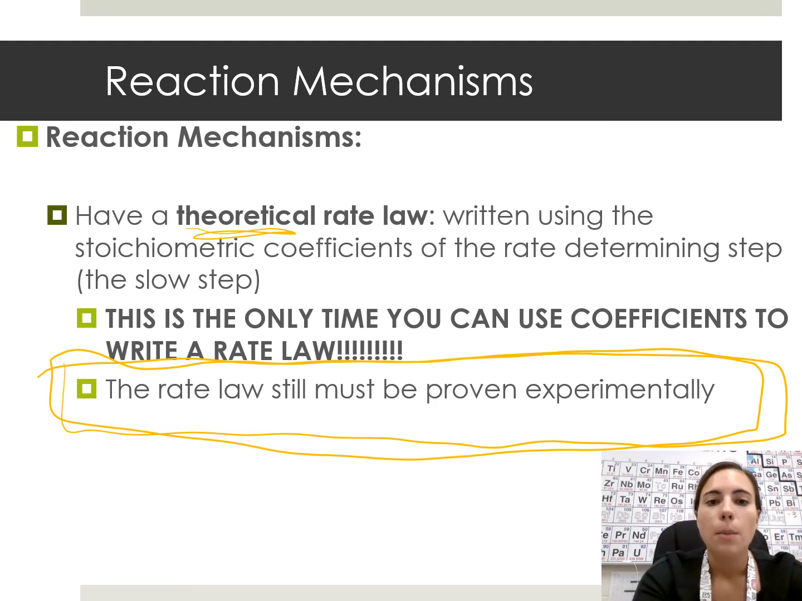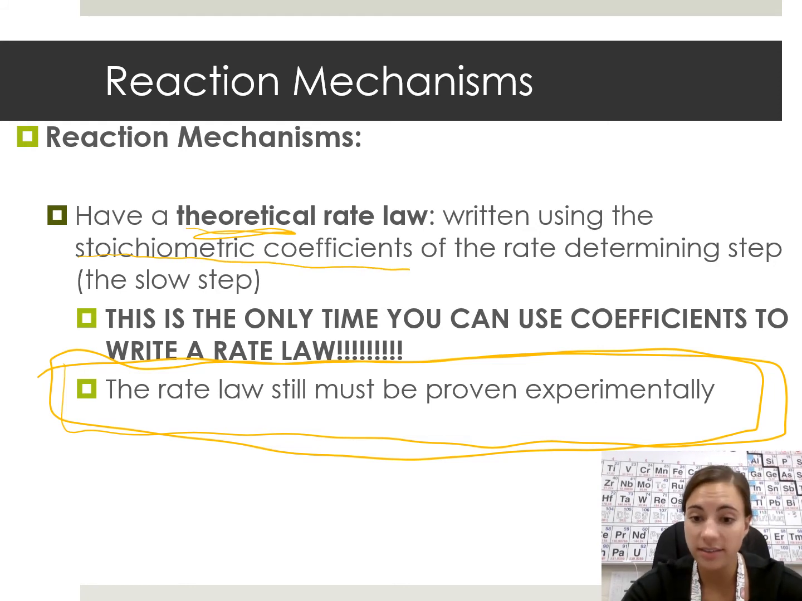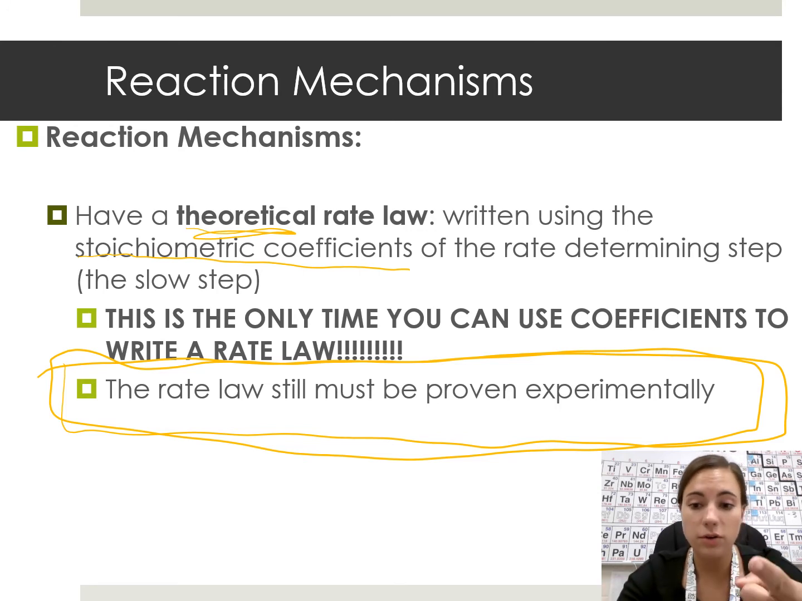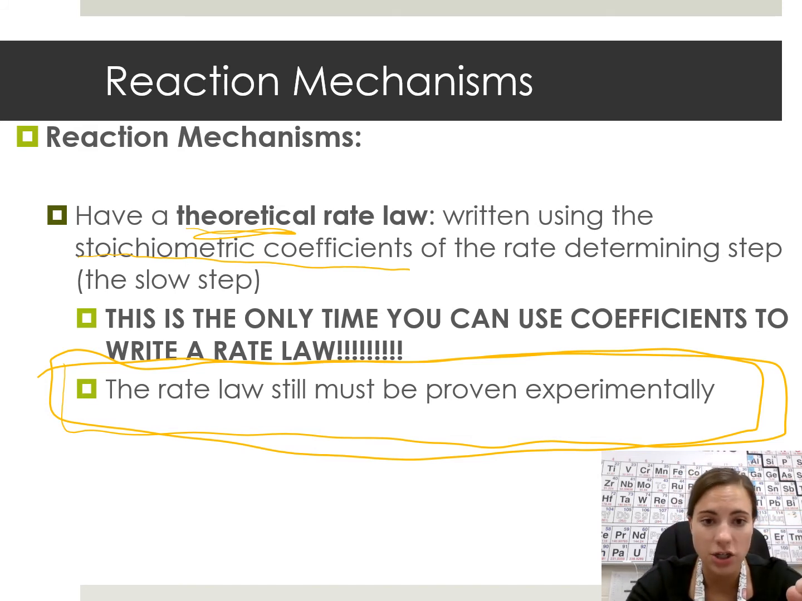But the way we write these theoretical rate laws for a reaction mechanism is we actually use the stoichiometric coefficients. So never, ever, ever for an overall reaction do you use the stoichiometry to write the rate law. No, no, no. You either have to do the initial rates method or use integrated rate laws. But for a mechanism step, an elementary reaction, we can use the coefficients.